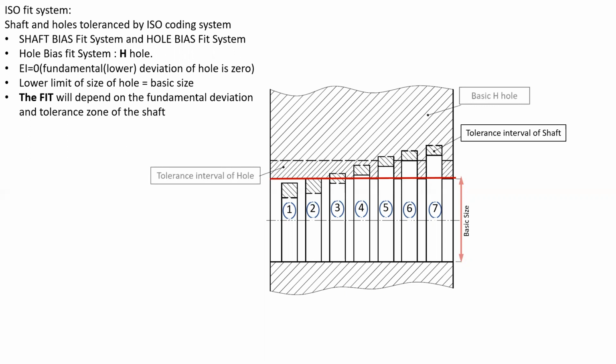the basic size and the tolerance interval of the hole, the fit will depend on the fundamental deviation and tolerance zone of the shaft. So depending upon the fundamental deviation and the tolerance zone of the shaft, we can classify the fit as the clearance fit, interference fit, or the transition fit. So as can be seen, the shafts are designated from 1 to 7 according to their tolerance zones.